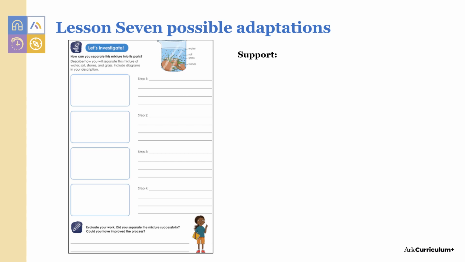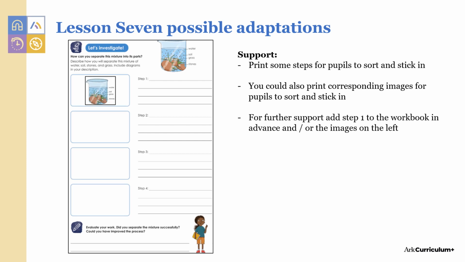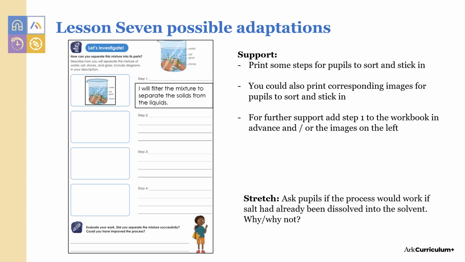In Lesson 7, pupils undertake an investigation answering the question, how can you separate this mixture into its parts? Support pupils by printing some steps to sort and stick in. You could also print corresponding images for pupils to sort and stick in. For further support, add step 1 to the workbook in advance and/or the images on the left. And stretch pupils by asking them if the process would work if salt had already been dissolved into the solvent. Why or why not?